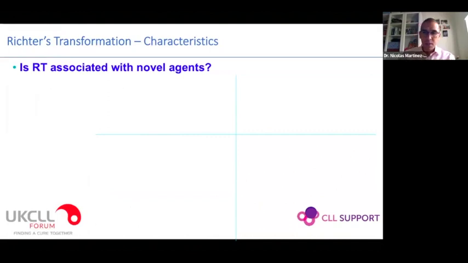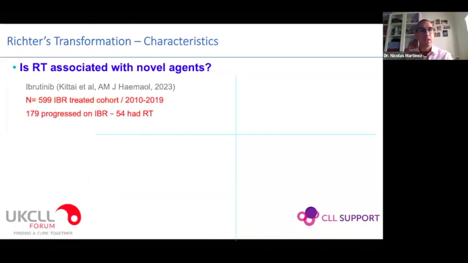But again, all these studies I've shown you and all these associations I've shown you have been based on chemoimmunotherapy. So what happens with novel agents? This is a study looking at ibrutinib, nearly 500 patients treated with ibrutinib over about a 10-year span, in which nearly half of the progressions that occurred during this period were Richter's. And that equates to about 10%. And so in 10 years, that's about 1% per year.